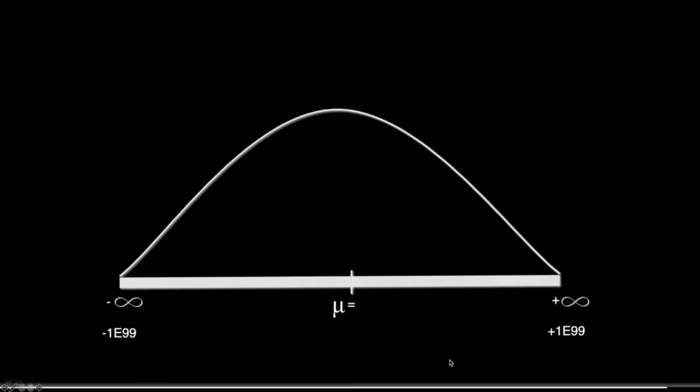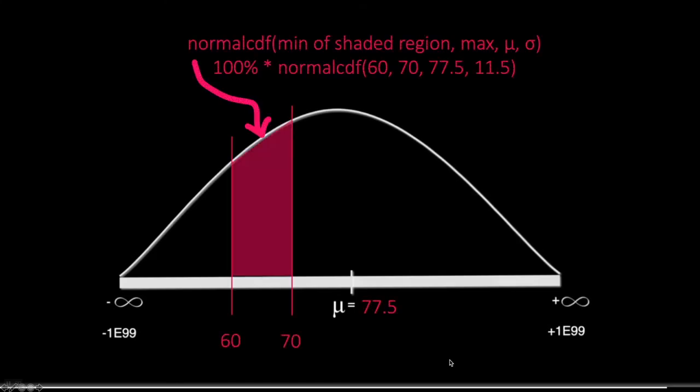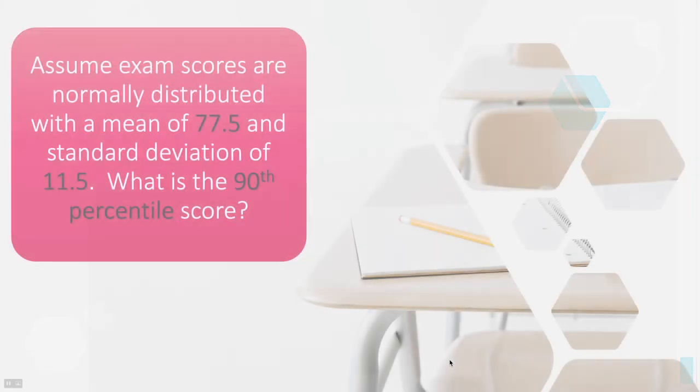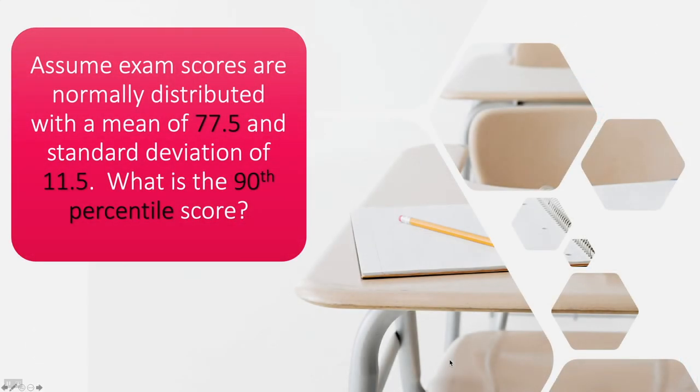And then our third problem with this scenario is a little bit different than the first two. We want to know what the 90th percentile is. And you'll see this a whole lot in this chapter. Sometimes it will say, I got a score of 62.4. What percentile is that? And that's a very different question. But this one says, I'm at the 90th percentile. What's my exam score?